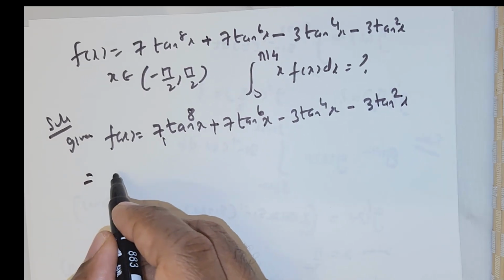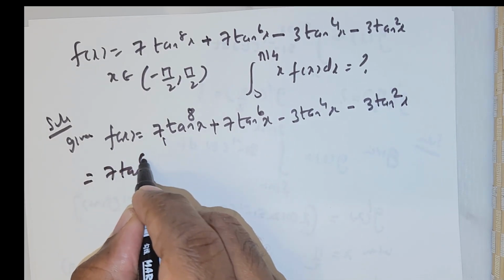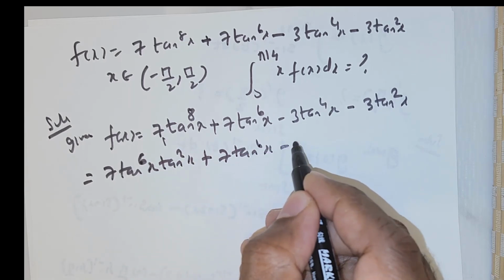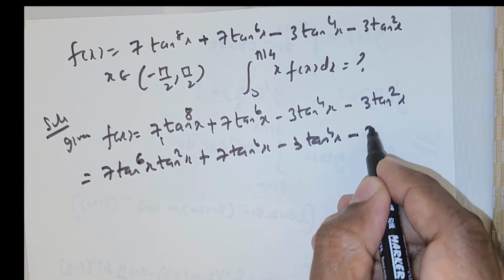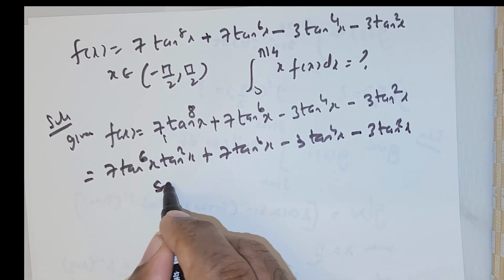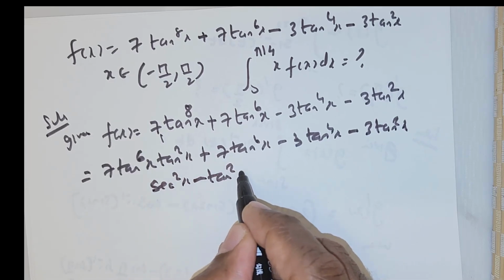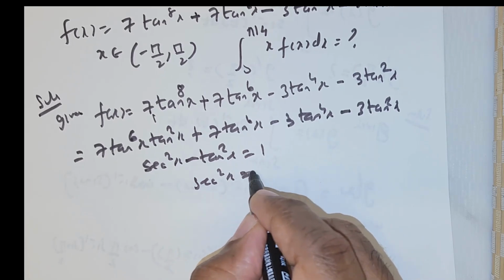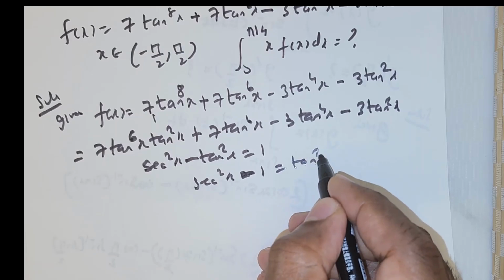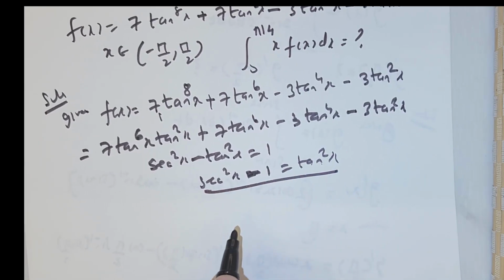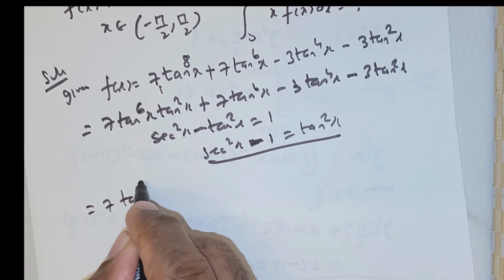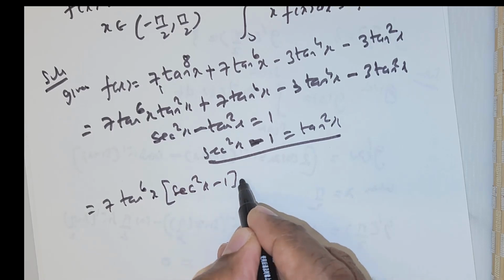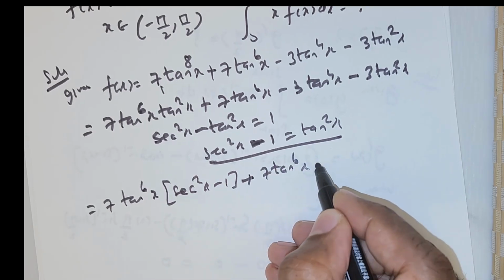This is given. I want to rewrite this as 7 times tan raised to the power of 6x times tan squared x plus, and I don't want to do anything with the other terms, so let me write them back again. Now we know a formula, secant squared x minus tan squared x is equal to 1. So secant squared x minus 1 is equal to tan squared x. So this is going to be 7 times tan raised to the power of 6x times, in place of tan squared x, I will substitute secant squared x minus 1, and follow it up with the other terms.